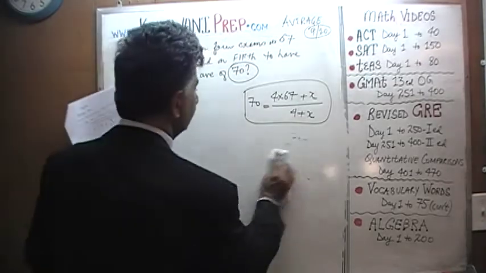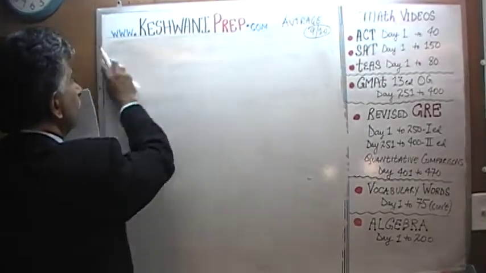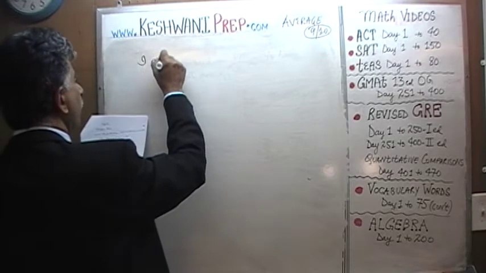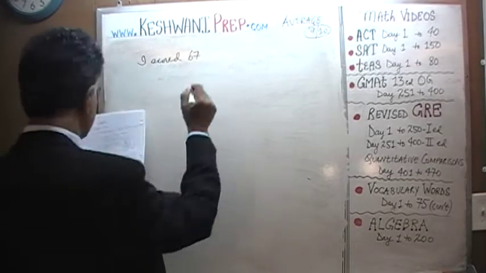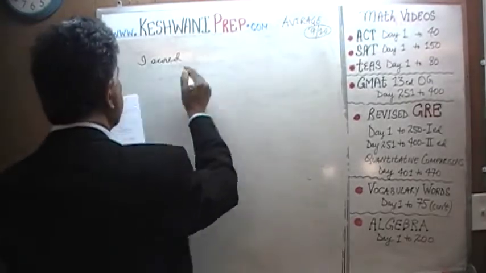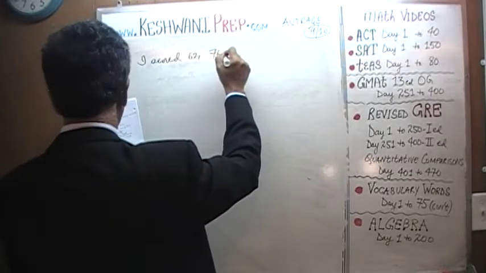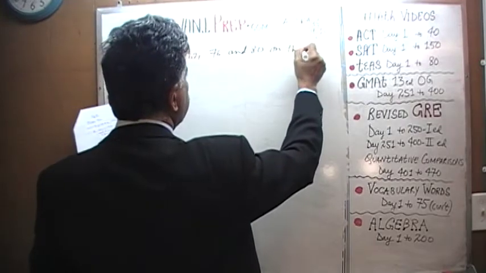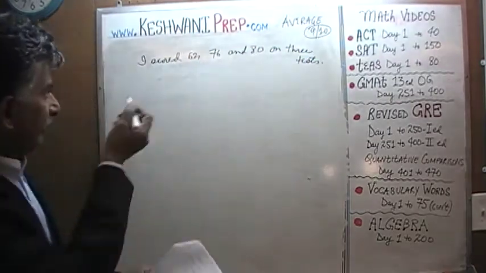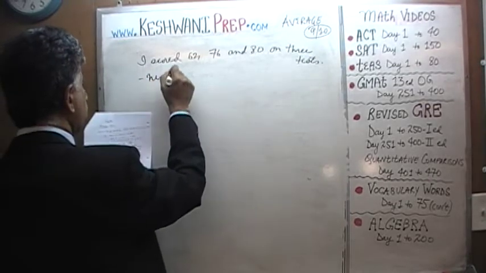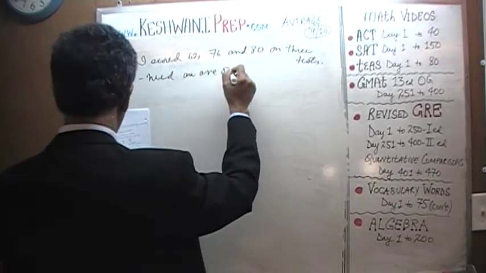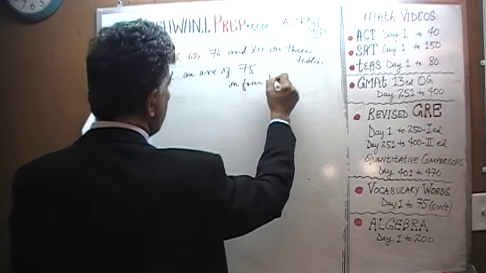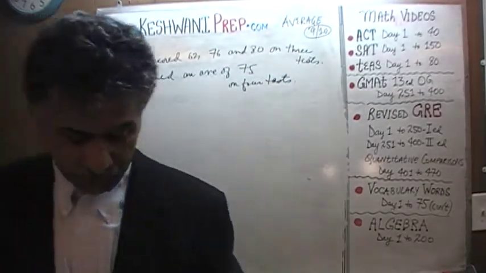Let's do one more. I scored 62, 76, and 80 on 3 tests. I took 3 tests and that was my score. I need an average of 75 on 4 tests. Now you understand, what I'm putting on the blackboard is just the gist of the problem.